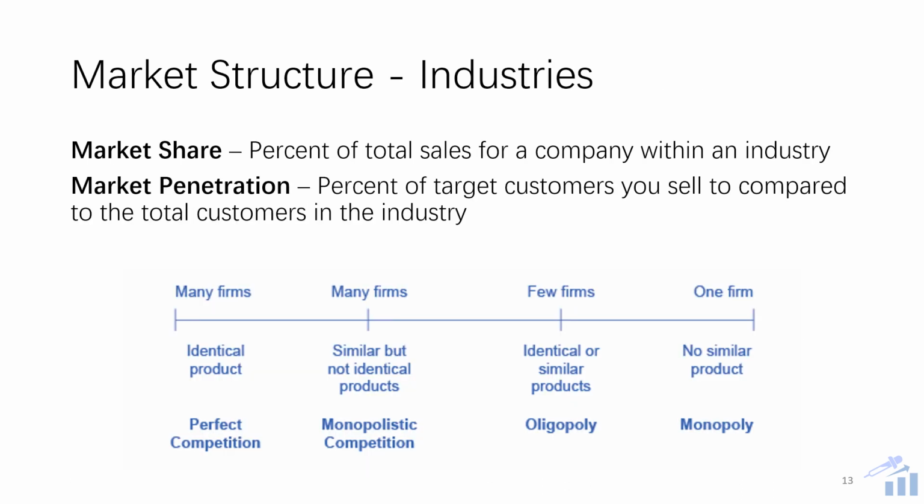Let's talk a little bit about market structure. Understanding market share and market penetration is important, and this is what makes up your market structure. Market share represents a company's total sales compared to the industry's total sales. So let's say a company sells 25% of total sales in that industry, whereas market penetration is the total number of sales to your target customer within all possible customers within that market.